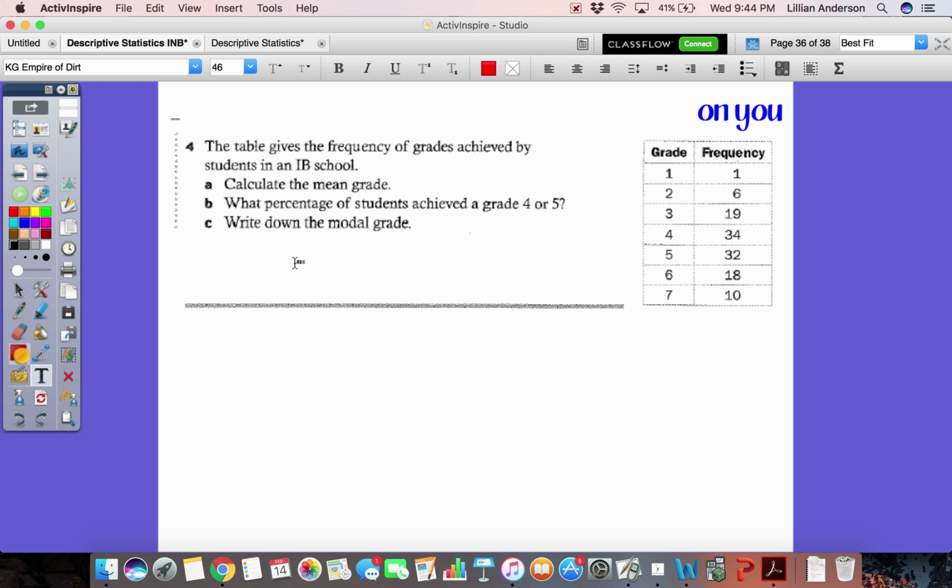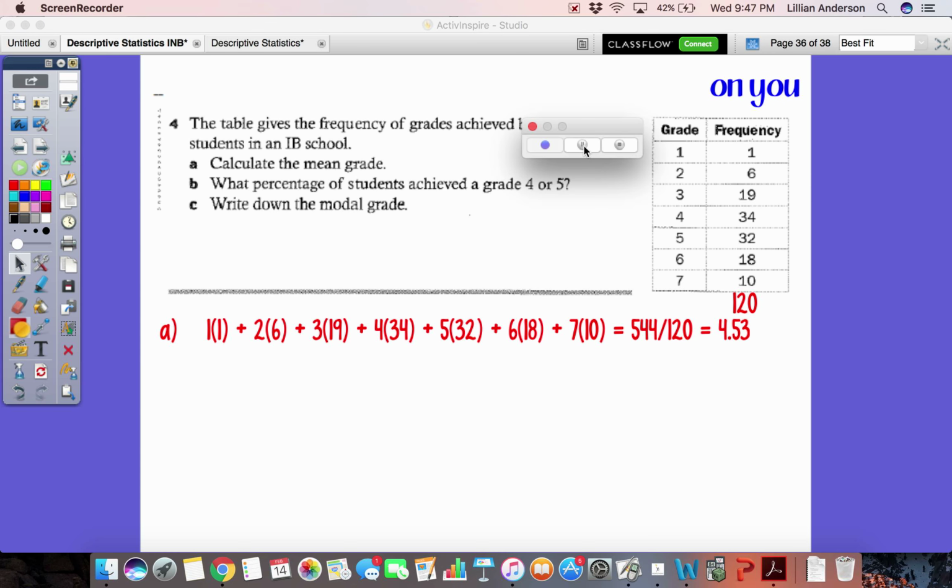And now for the last one, okay? We have to calculate the mean grade, which means we're going to multiply the grade by the frequency, add it up, and then divide by the total. So when we multiply the grade by the frequency, we get a total of 544, and then we divide it by the total frequency, which is 120, and we get a mean of 4.53.